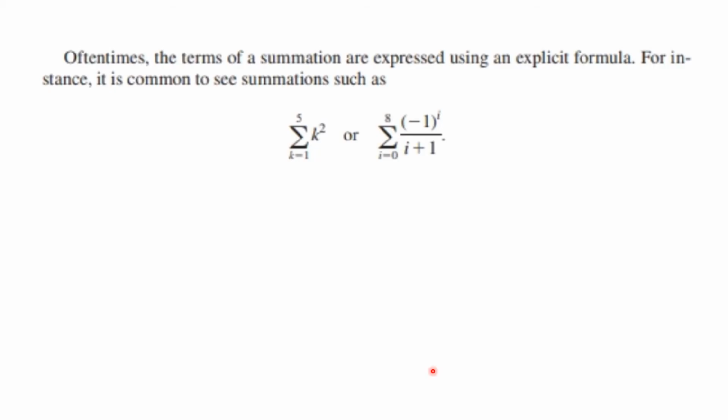Oftentimes, the terms of a summation are expressed using an explicit formula. For instance, it's common to see summations such as the summation k equals 1 to 5 of k squared, or the summation from i equals 0 to 8 of minus 1 to the i, all divided by i plus 1.